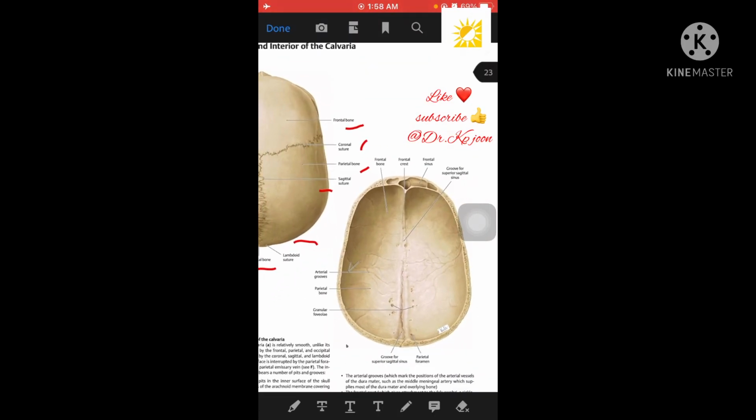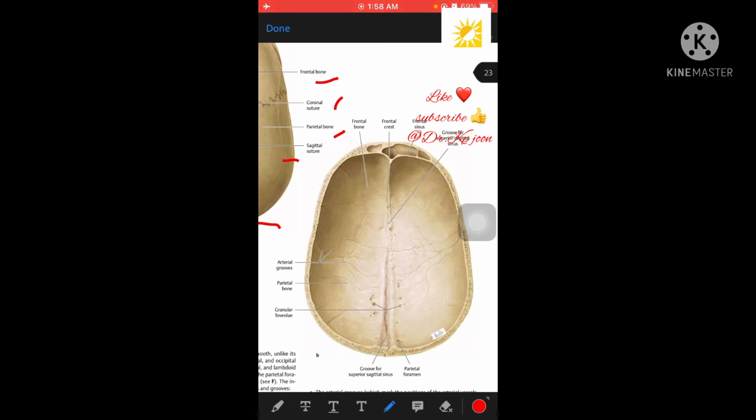See this next diagram. In this diagram you see the inferior part of the frontal bone, the frontal crest, the frontal sinus, and the grooves of the superior sagittal sinus. This is the granular foveolae, this is the parietal bone, and these are the arterial grooves, and this part is the grooves of the superior sagittal sinus, and this part is the parietal foramen.